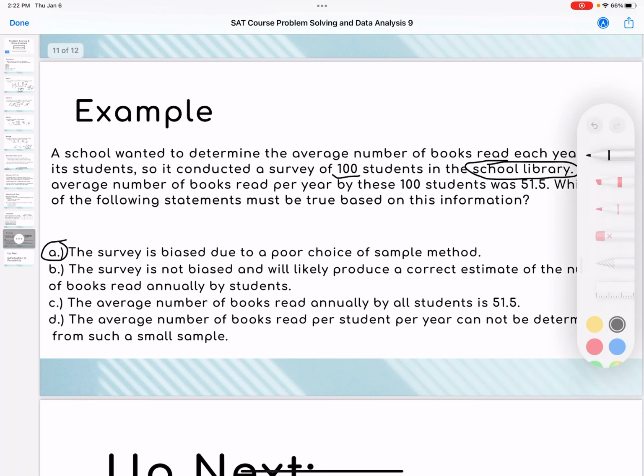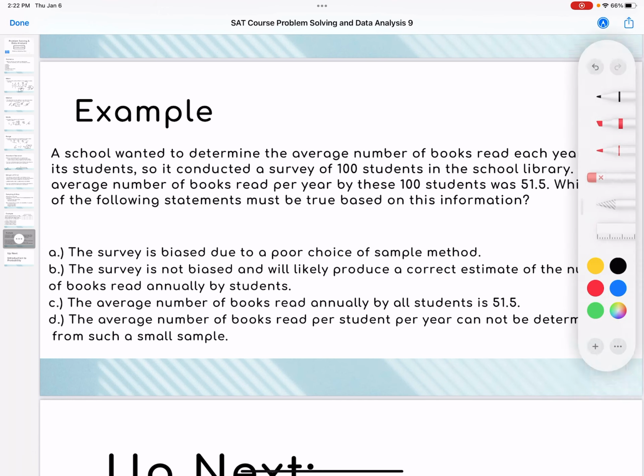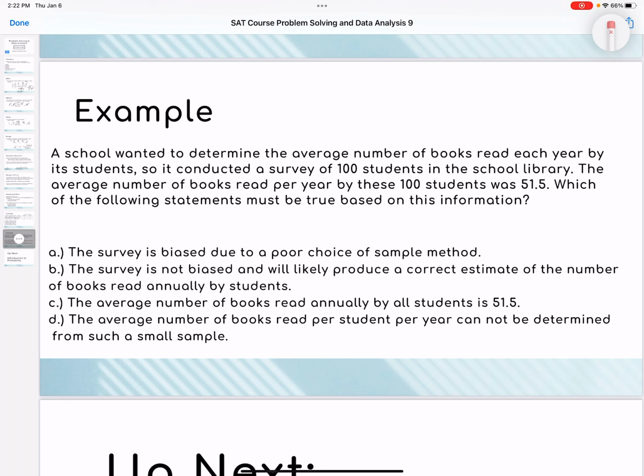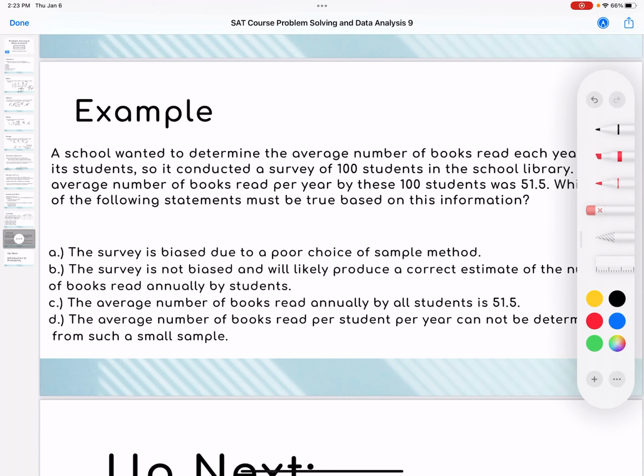All right, so if we view an example here, this example says that a school wants to determine the average number of books read each year by its students, so it conducted a survey of 100 students in the school library. The average number of books read per year by these 100 students was 51.5. Which of the following statements must be true based on this information? A, the survey is biased due to a poor choice of sample method. B, the survey is not biased and will likely produce a correct estimate of the number of books read annually by students. C, the average number of books read annually by all students is 51.5. And D, the average number of books per student per year cannot be determined from such a small sample. All right, let's see each of these.